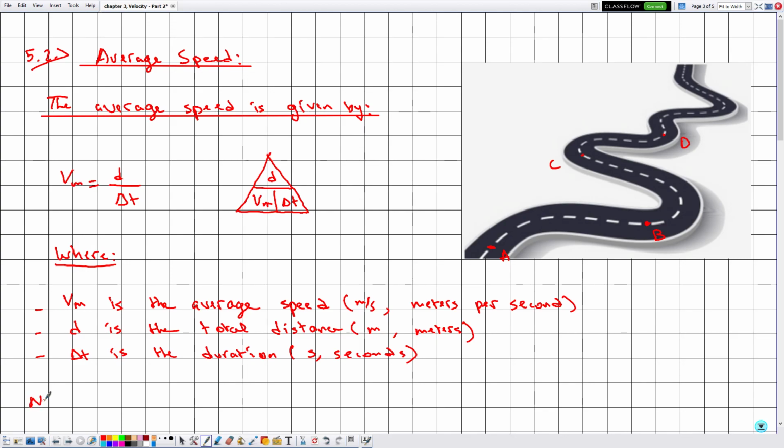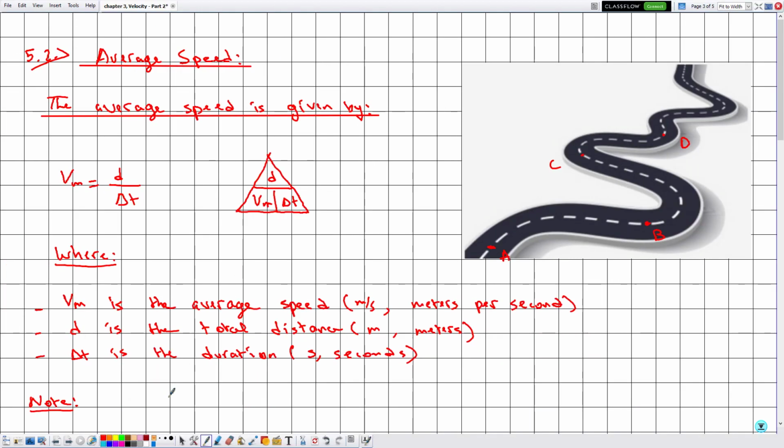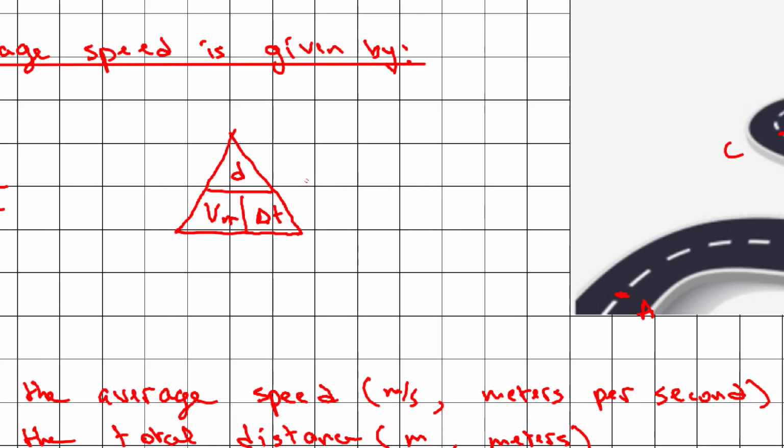Now in this case, we have expressed Vm in terms of d and delta t. Now suppose that we are interested in determining d, so putting our hand over d, then d is given by Vm multiplied by delta t. And if we are interested in determining delta t, so putting our hand over delta t, it is given by d divided by Vm.